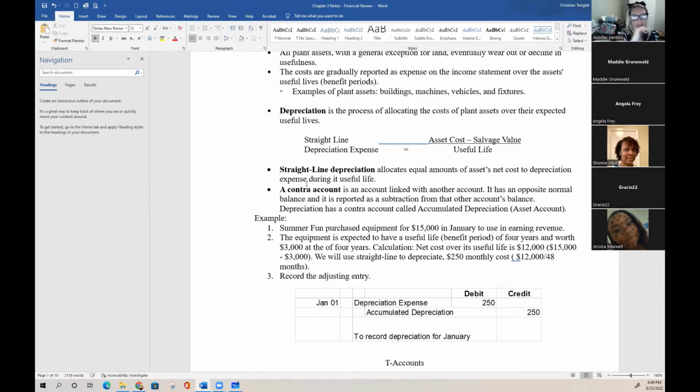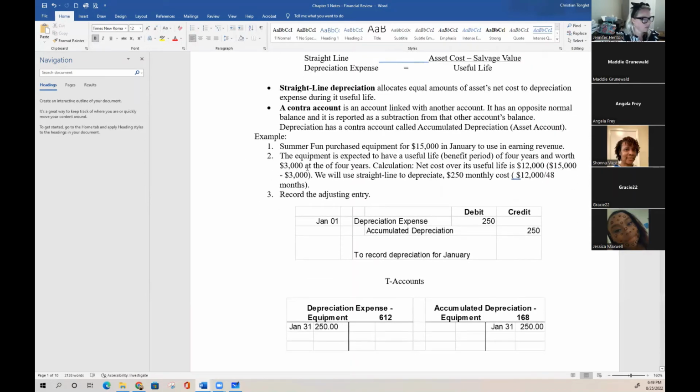So if I have equipment, it'll say accumulated depreciation for equipment, accumulated depreciation for auto or vehicles, accumulated depreciation for building. So I'll have several different ones for each plant asset that I have. Okay, so here's an example.